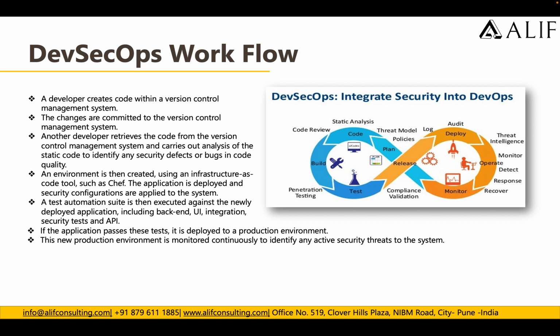On the right side in the diagram, you can see everything starts from the code and then build. Then in testing, you're going to have penetration testing. You will release it. Then the audit is going to be there. Then threat analytics when the application moves into the operate section. Then monitoring, detection and response are going to be there, integrated with threat intelligence. And at the end, your threat modeling policies get enabled by having the monitoring and the compliance validation on top of your deployment. So that's how your end-to-end DevSecOps gets integrated with your DevOps.